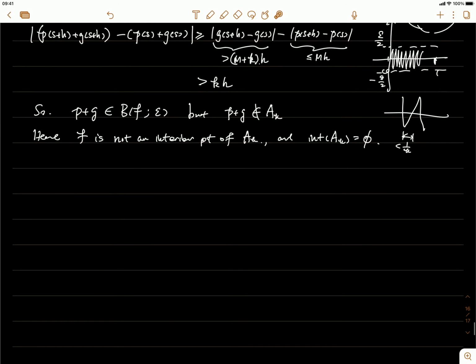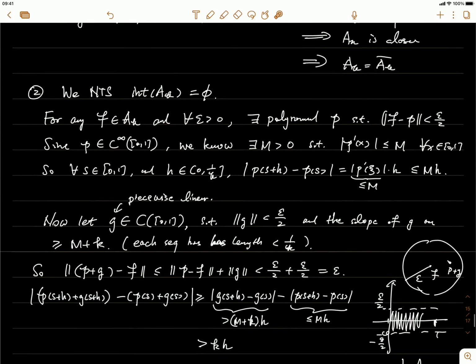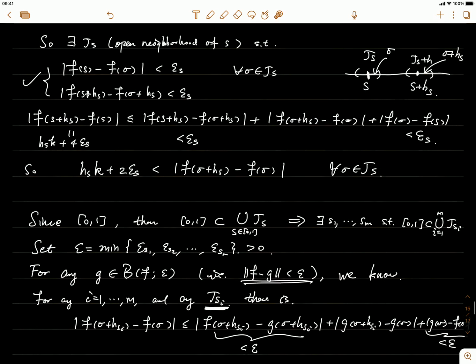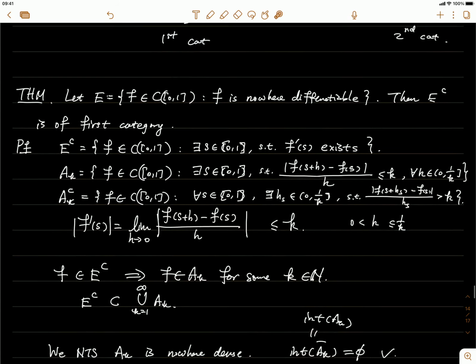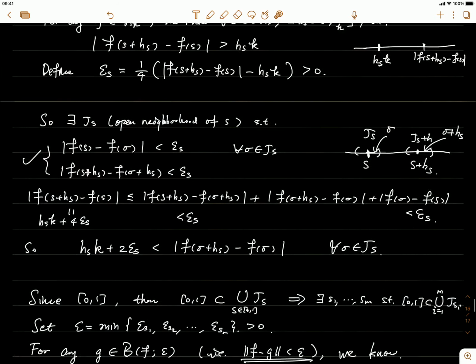Okay, so we didn't use any construction of continuous but nowhere differentiable functions. But by using the Baire category theorem, we show that actually the set C01 is dominated by such nowhere differentiable functions, right? Since this E actually is of second category, and the E complement is just of the first category. Okay.